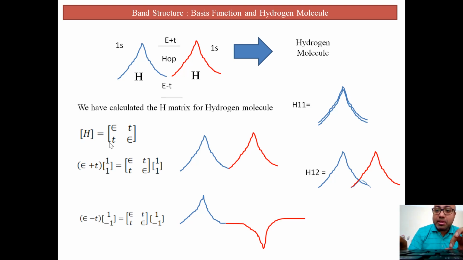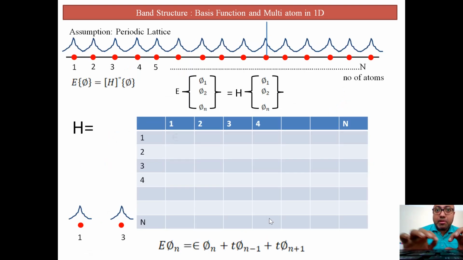Now H11 should be E, H22 should be E, H33 should be E, because you are multiplying with the same wave function. So multiplication with the same wave function would definitely be E only. H44, H55, H66 up to HNN, there's no issue. So this is clear. Now we have to write the matrix element H12.